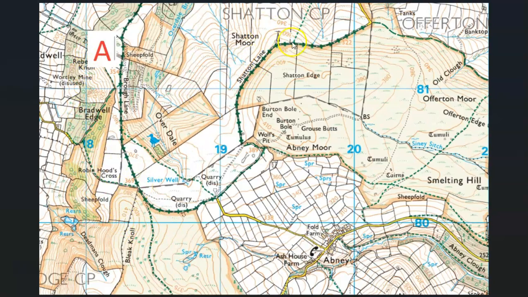What else can we see? Well, we've got this distinctive feature here with the green crosses on it. This is a byway open to all traffic, which maybe fits in with that track that we could see. Comes round here, and here we've got these field systems. So map A is looking good so far.